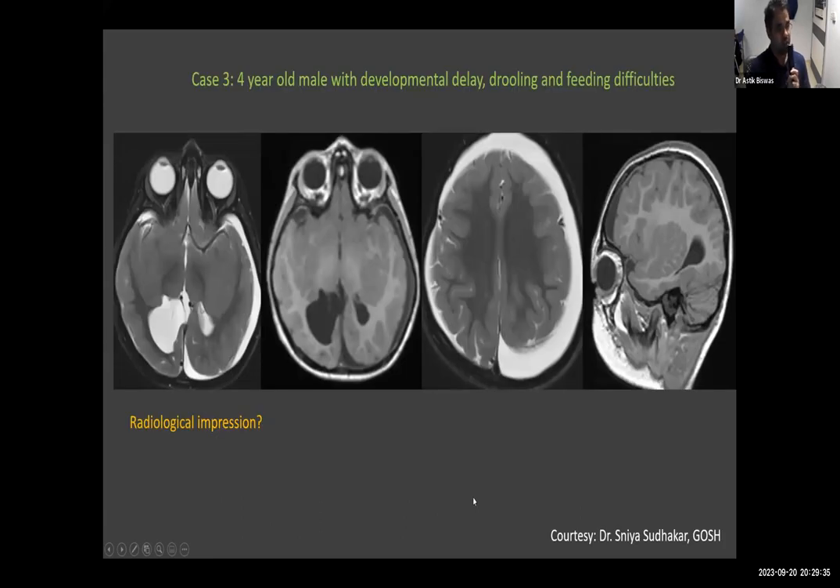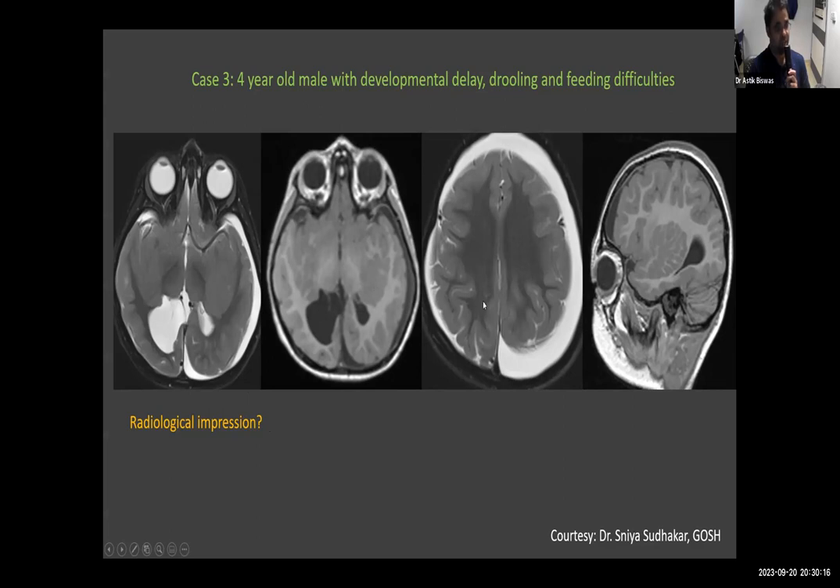Moving on to case 3, this is a 4-year-old male with developmental delay, drooling, and feeding difficulties. Axial T2, axial T1, and sagittal T1 images. So what are the findings here? We see this large, almost mass-like area of gray matter, and we say it's gray matter because it is isointense to cortex. And this is in the perisylvian regions. We see that better on the T1 weighted images as almost like a nodular as well as a linear type of gray matter signal intensity.